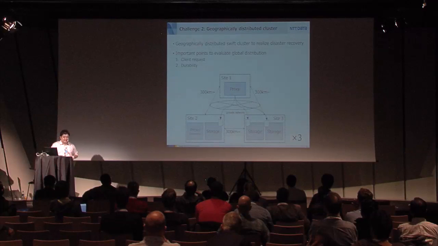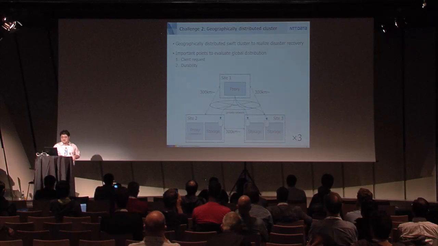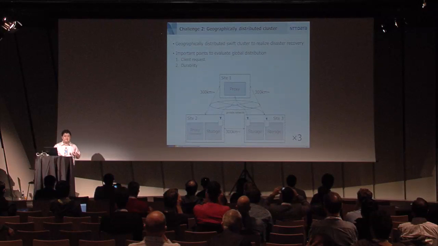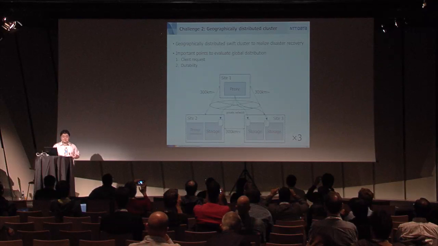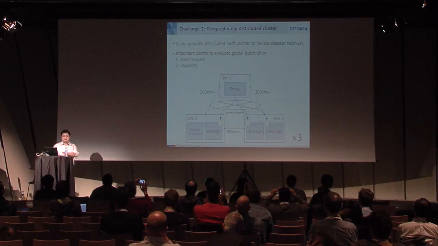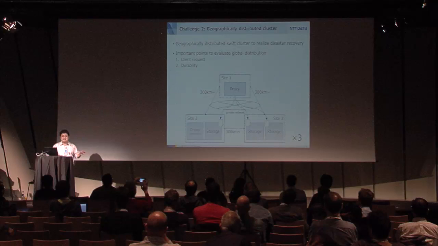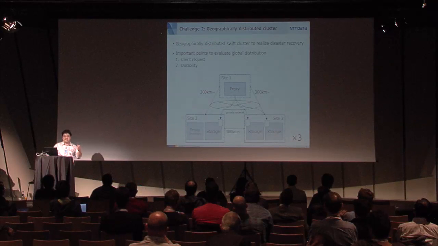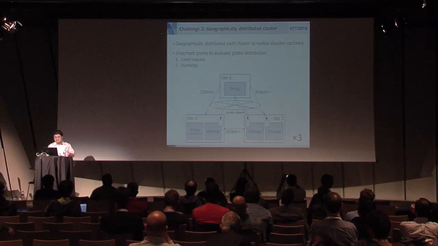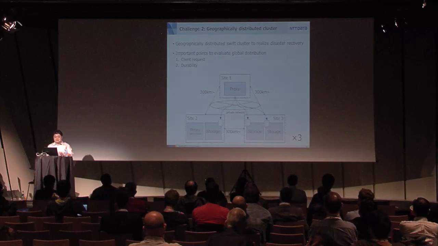Okay, so now the first challenge is solved, and then we face the second challenge. Our second challenge is the global distribution. Disaster recovery is required in this project. There are many customers who are interested in disaster recovery in Japan, and our customer is one of such kind of customer.